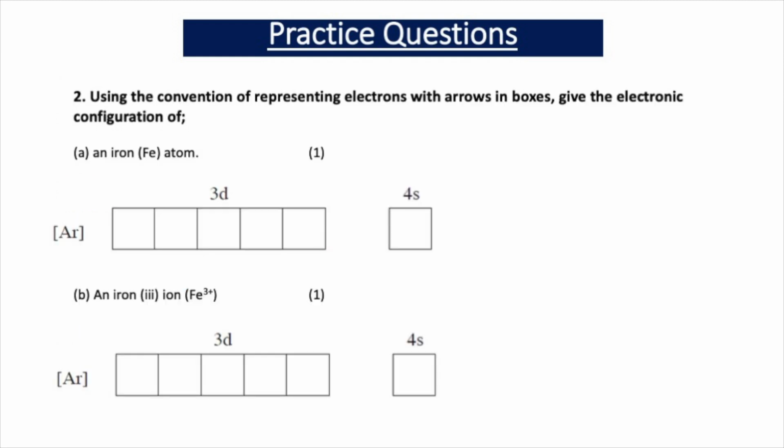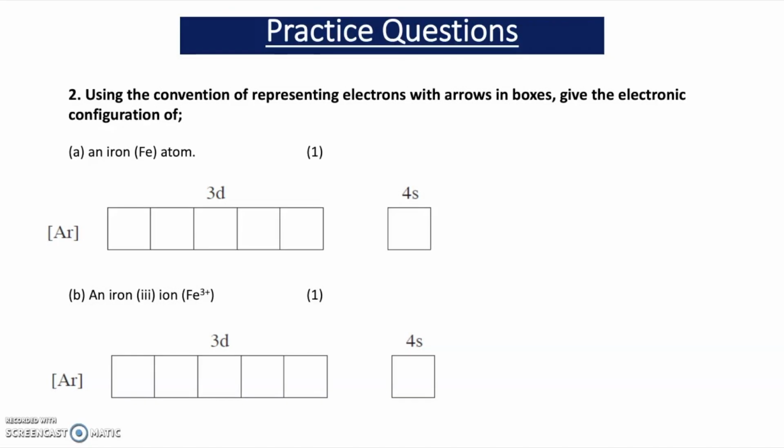So now have a go at our second practice question. So once again, read through the question, pause the video, have a go at it, and then we'll go for the answers. Now for question 2, you're asked to use the convention of representing electrons with arrows in boxes to give the electronic configuration of iron and iron 3+.